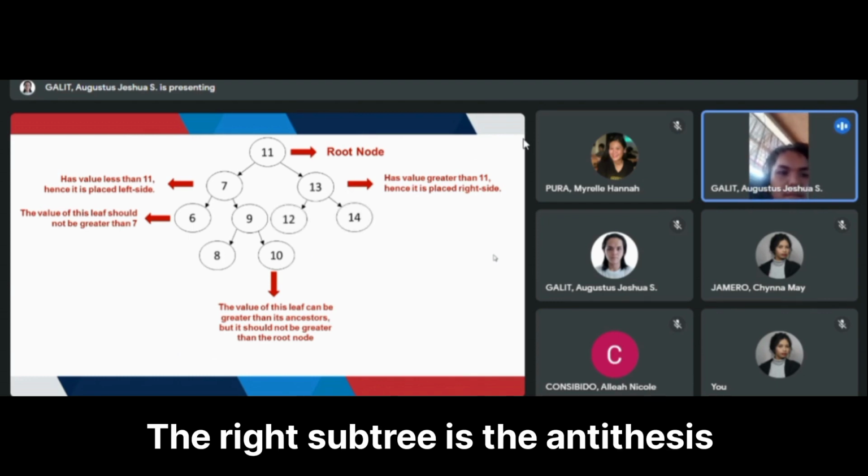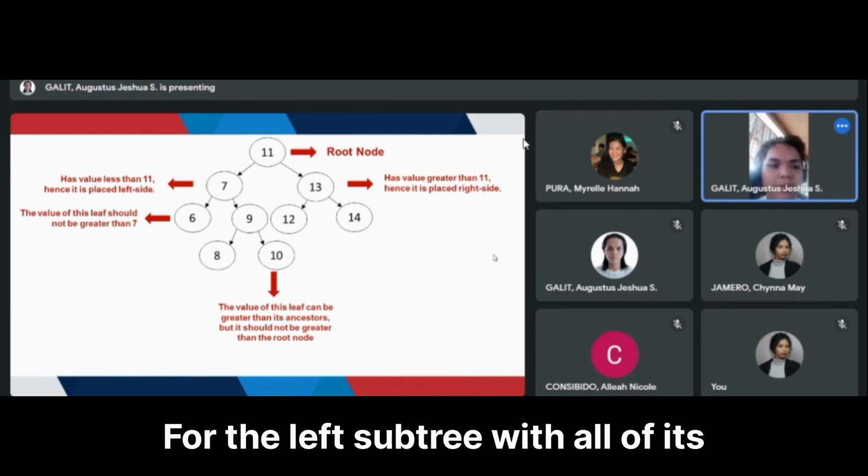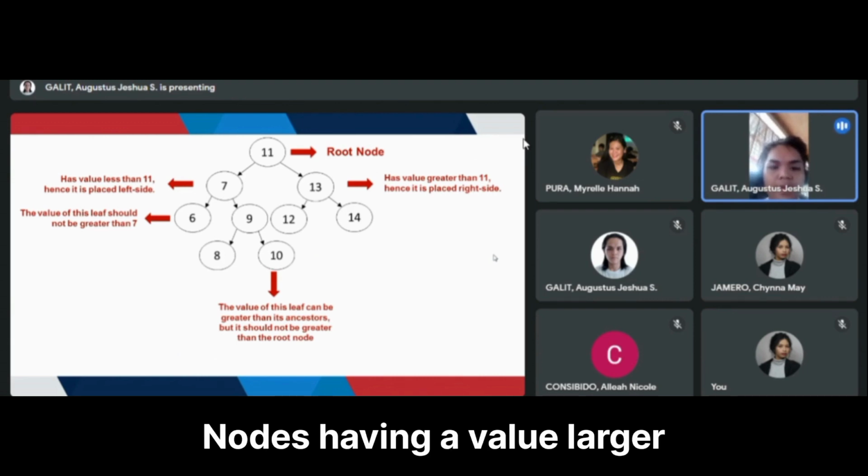Lastly, the right subtree is the antithesis of the left subtree, with all of its nodes having a value larger than the root node.